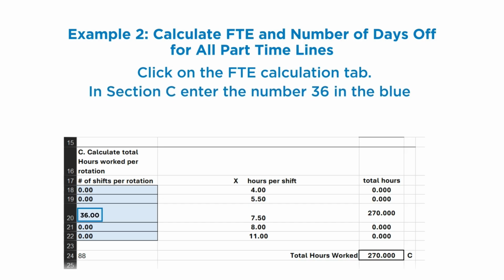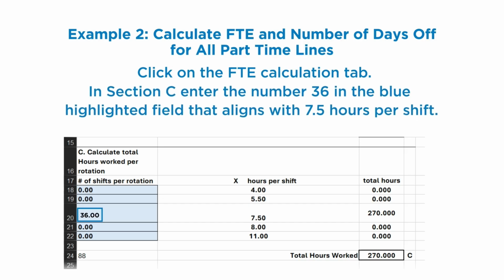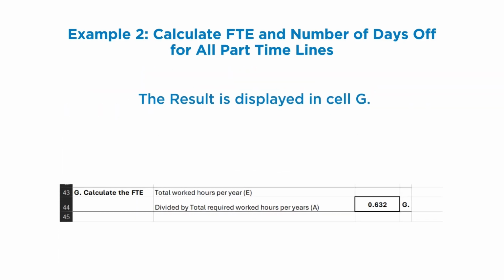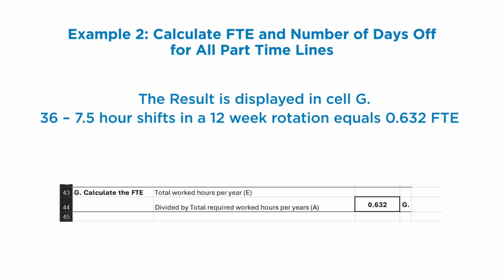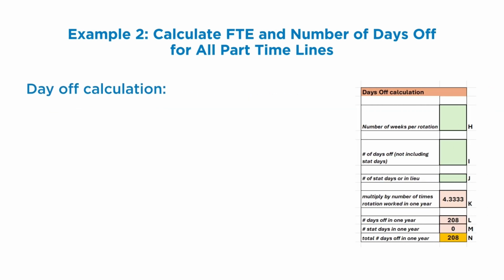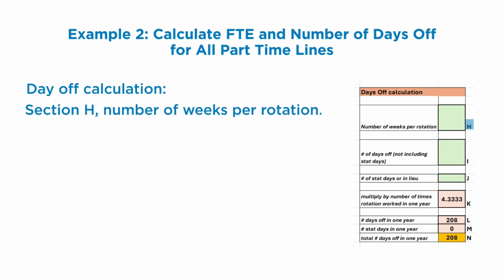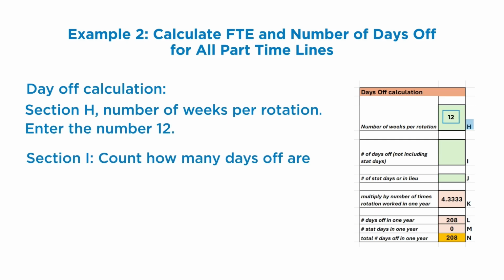Section C, enter the number 36 in the blue highlight field that aligns with 7.5 hours per shift. The result is displayed in cell G. 36 7.5-hour shifts in a 12-week rotation equals 0.632 FTE, which is a part-time position. Moving to the day off calculation on the right, Section H, number of weeks per rotation, enter the number 12.